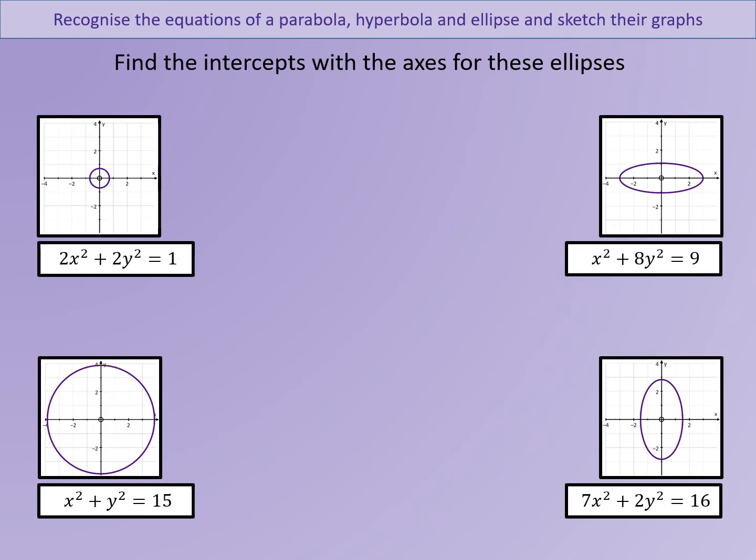Now pause the slide and calculate the intercept with the coordinate axes for each of these, either by rearranging into the required form or by substituting x equals 0 and y equals 0.